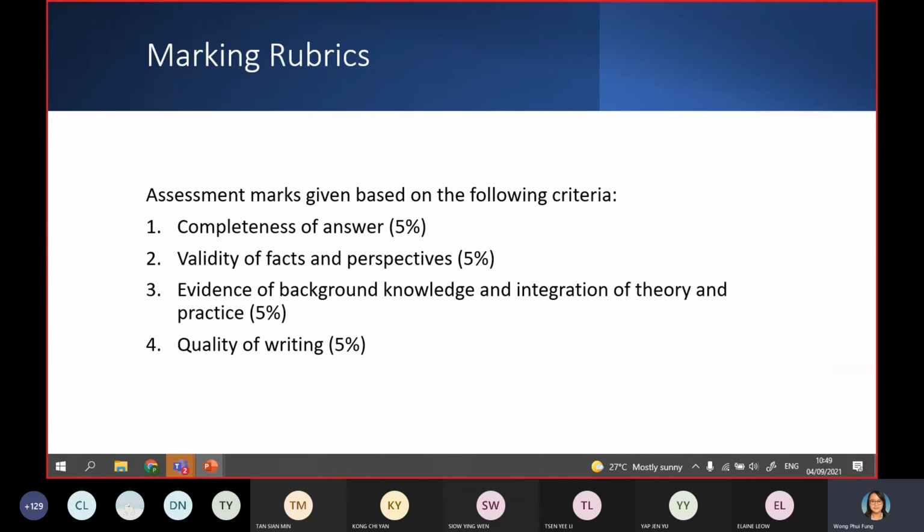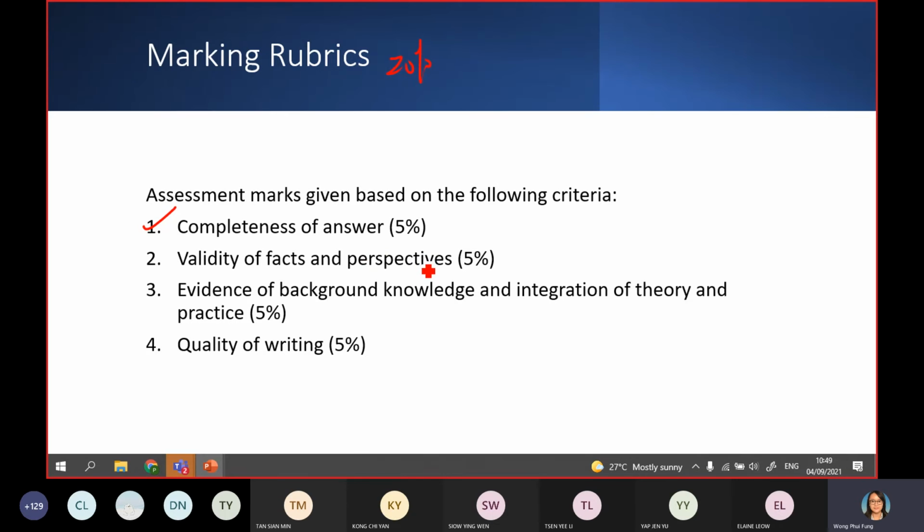All right. So the marking rubric, as I told you, you can see that we didn't evaluate how many points, how many examples, how many points that you need. The first criterion, 20%, so each component 5%. The first criterion is completeness of the answer, to check whether you understand the question or not.